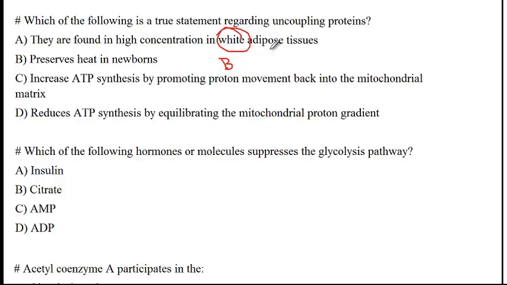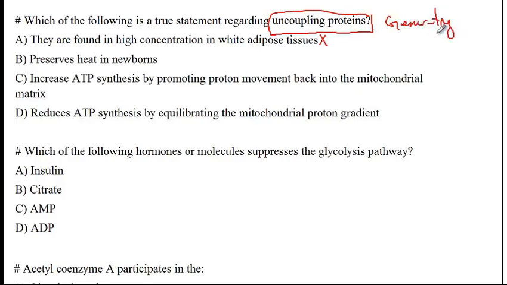So therefore, choice A is incorrect. Preserves heat in newborns. No, it generates heat. It's not preserving. Preserving heat is the function of the white adipose tissue that provides an insulating sheet. But brown fat doesn't preserve heat, but rather generates heat. So the uncoupling proteins function by generating heat. Right? So just be careful of the wording.